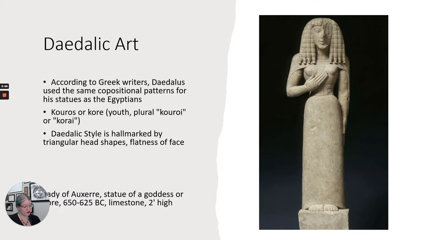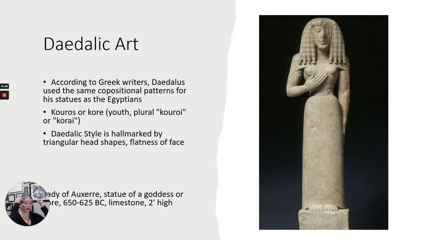This originally would have been very brightly painted. Her skin would have been left in the same tone as the stone, but her clothing and her makeup and everything would have been brightly painted. Likely it would have also been coated with wax, so some encaustic painting where the pigment is in a wax carrier so it can be polished along with the stone. This is pretty typical of the Daedalic style.